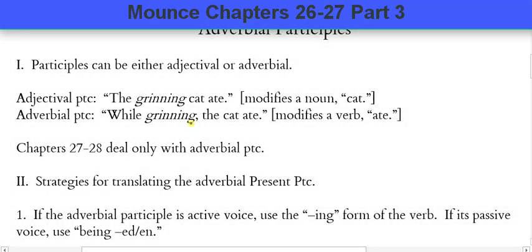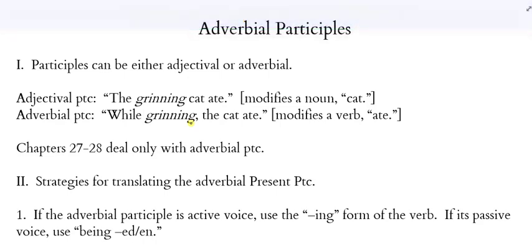Okay, so for the last part of our discussion of this chapter, we want to look at the handout on adverbial participles. Participles can be either adjectival or adverbial in the Greek language. So look at my examples here. Adjectival participle: the grinning cat ate. An adjective modifies a what? A noun. Okay, an adjective modifies a noun.